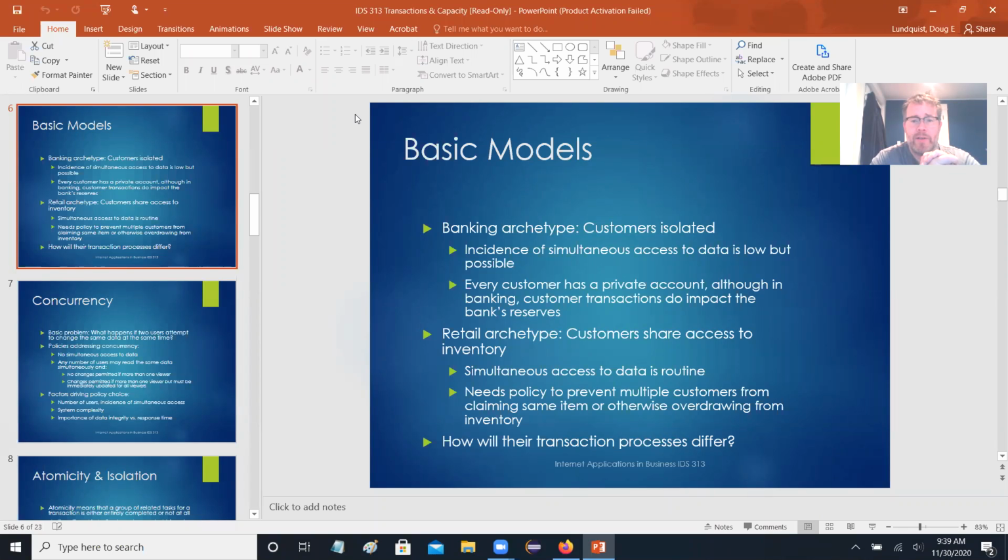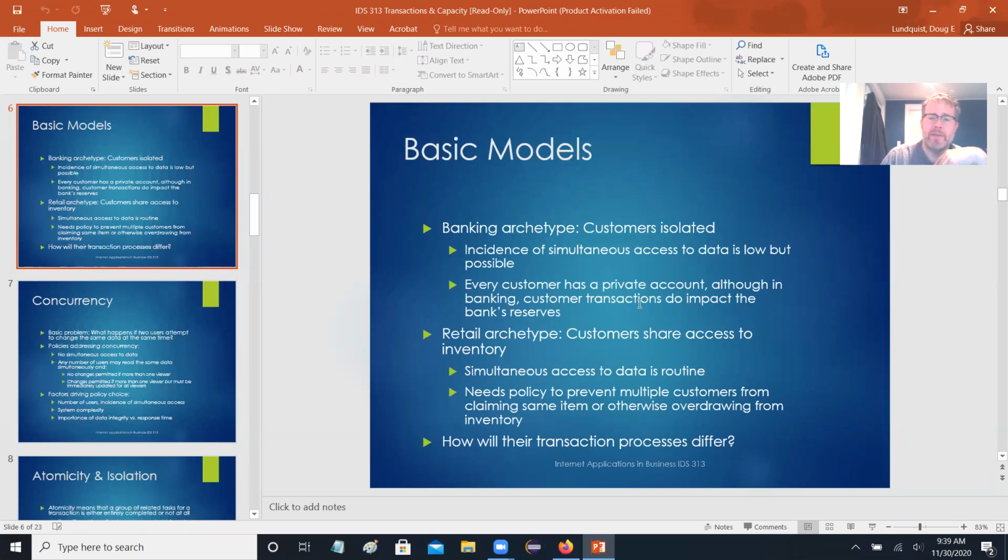Banking's interesting because the customers are fundamentally isolated from each other. Typically, you don't have simultaneous access to the same data, right? Everybody accesses their own account. Now, it is possible for multiple users to be connected to the same data. For example, if my wife and I share a bank account, we could be at separate ATMs trying to withdraw money at the same moment.